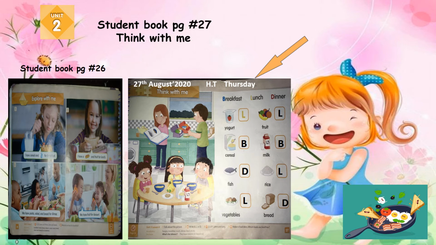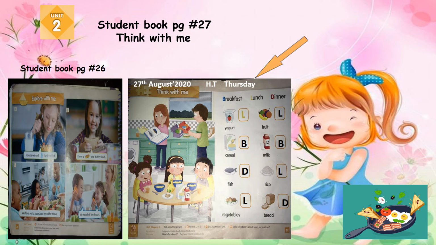Children, look at the right hand side and read with me. Breakfast, breakfast. Lunch, lunch. Dinner, dinner. Now here are some food items given in front of breakfast, lunch and dinner.